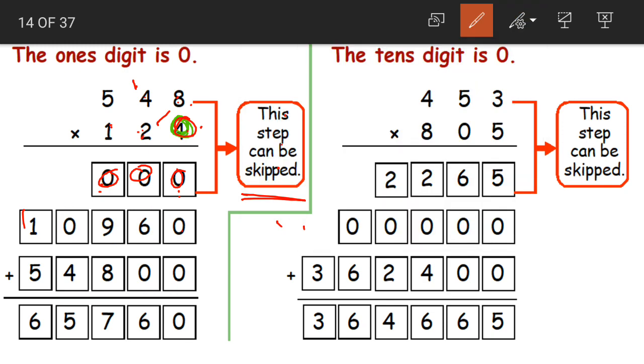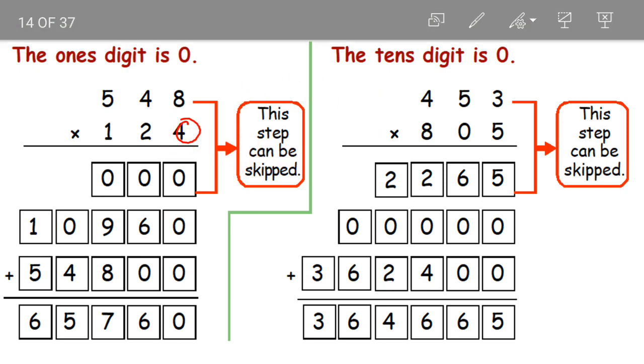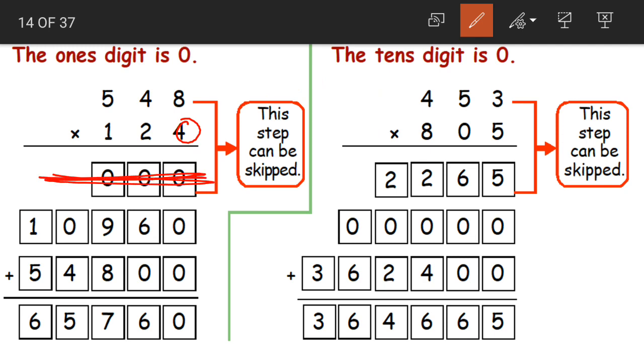Let us add the partial product. 0 here, 6, 9 plus 8 is 17, 7 here, 1 carried, 1 plus 4 is 5 and 1 plus 5 is 6. What answer did we get? 65,760. Yes children, by multiplying this we got 65,760. Now as it is saying here that this step can be skipped, let us see what will be the product if we do not write this number here.